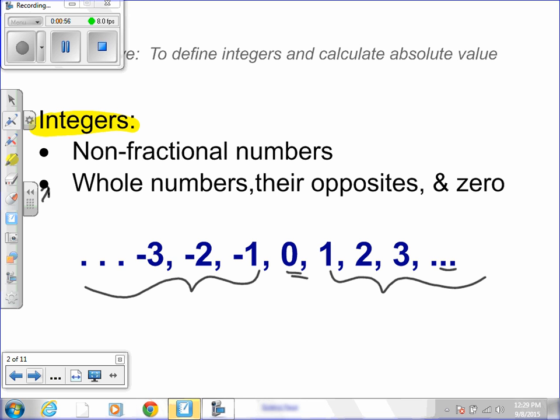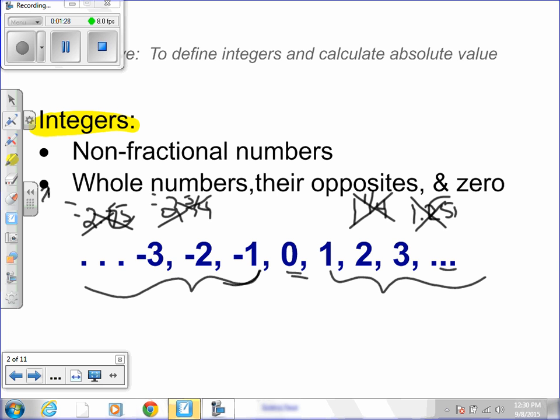Integers are not numbers with fractions. So 1 1/4 is not an integer because it has that fraction part. 1.25, so that's 1 1/4 in decimal form, is not an integer because it has that fractional part. -2 3/4 is not an integer because it has that fractional part. -2.75, the same number in decimal form, is not an integer because it has that fractional part. So integers are really pretty nice numbers, no decimals, no fractions, but they also include the negatives and 0.